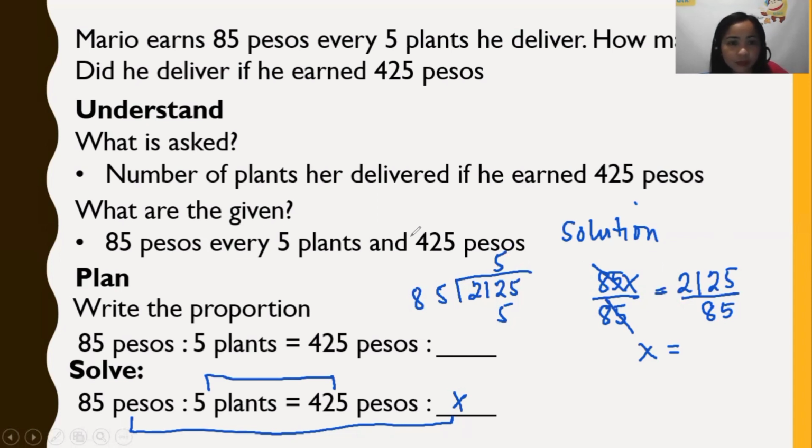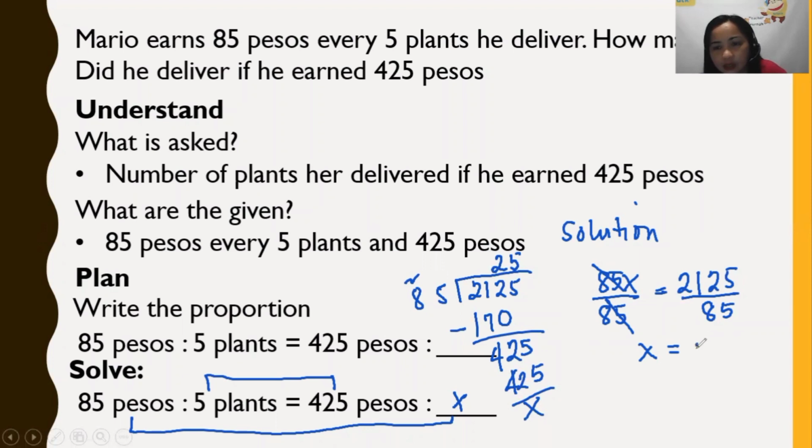We have here 2. And we have 170. Subtract. We have 2, 21. We have 4. And then bring down 5. 425 divided by 85 is 5, I think. 2. Ayan. So the answer is 25. Now let us erase this one.